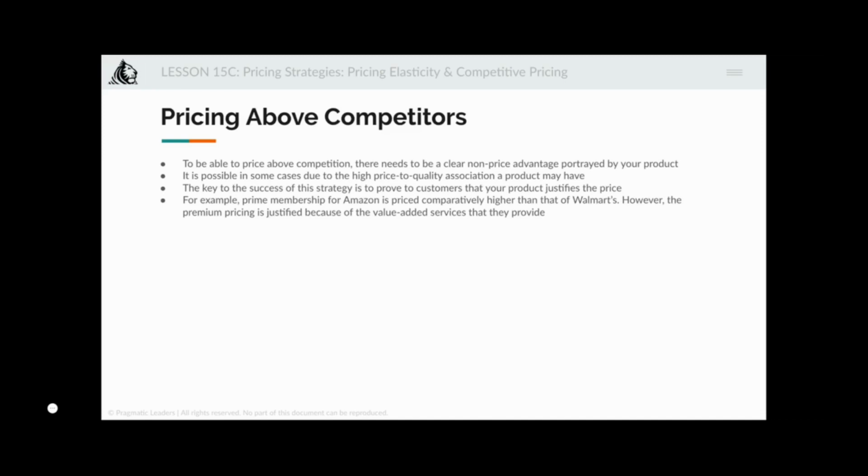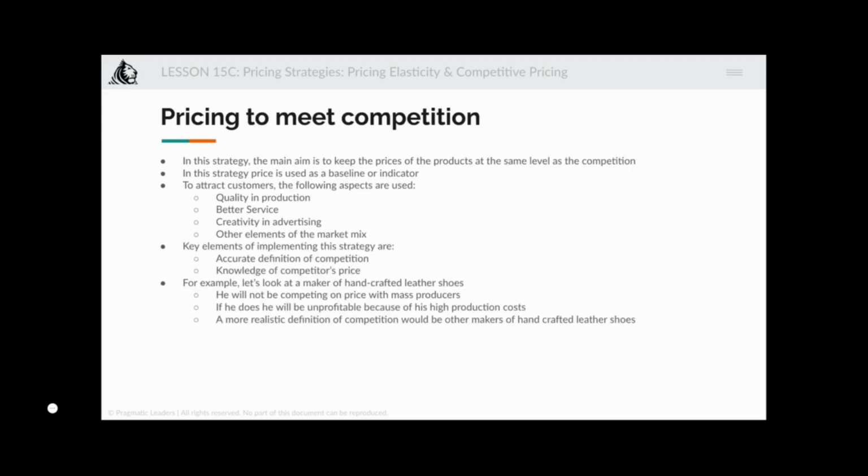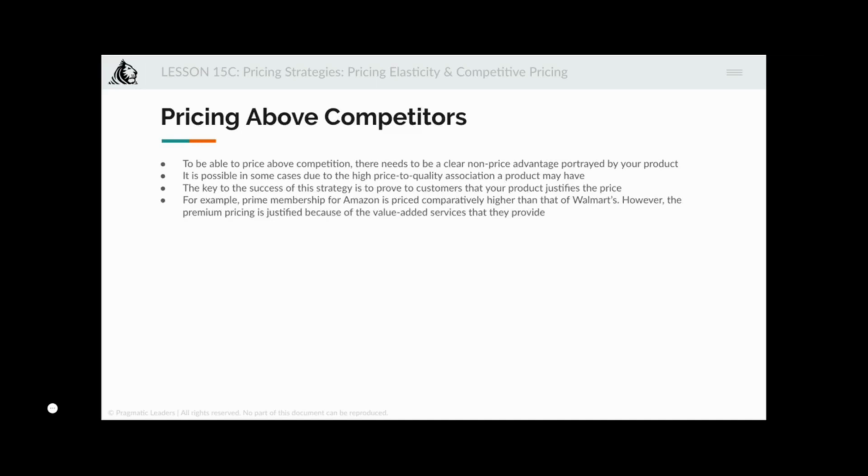Now, pricing above competitors. In the first strategy, you are pricing to meet the competition. The second one is pricing above the competitors, right? To be able to price above competition, there needs to be a clear non-price advantage. It could be the brand, it could be some maverick factor, it could be something. Okay, so it is possible in some cases due to the high price to quality association.